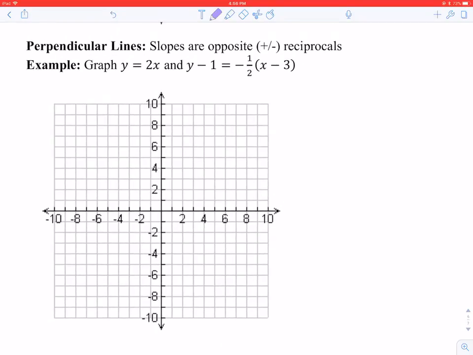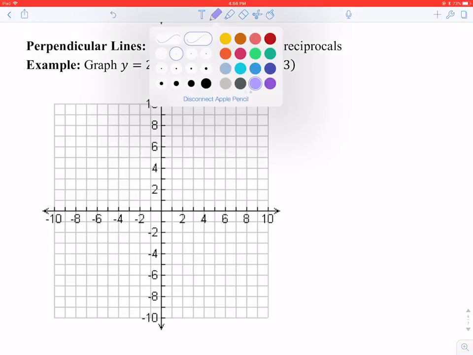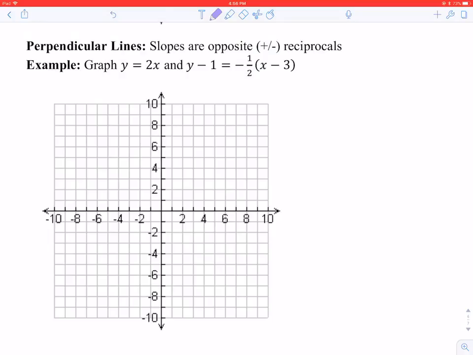All right, perpendicular lines have slopes that are opposite reciprocals of each other. Opposite means opposite sign, positive or negative. So the opposite reciprocal of 4 would be -1/4. Or the opposite reciprocal of -7 would be +1/7. Okay, so these 2 equations represent lines that are perpendicular to each other because the slope of the first line is 2, and the slope of the second line is -1/2, and those are opposite reciprocals of each other.